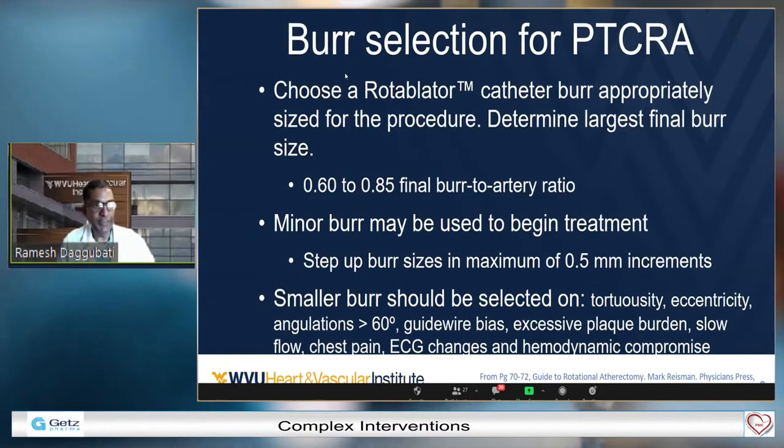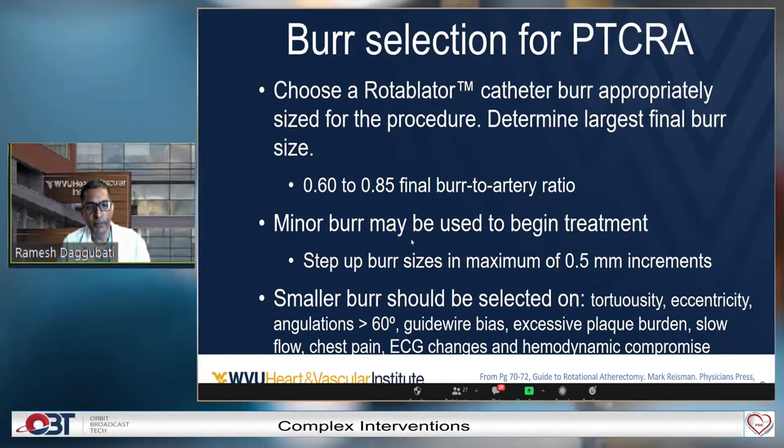So then coming to the technique, and I'll show you a few cases later, the burr selection for rota: how do you determine the largest final burr size? The final burr to artery ratio is 0.60 to 0.85. So if you think it's a 2.0 vessel, start off with 1.5. All we need is to make room for the stent to go. If it is a large left main, like a 4.0 vessel, maybe 2.5 is a burr that you can choose. Because if you cross this 0.85, the risk of perforation is much higher.